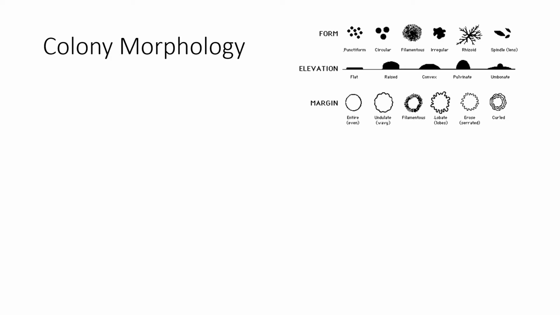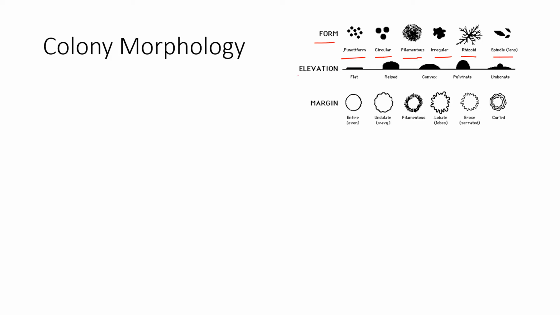For colony morphology, there are several different terms you should know to describe different types of morphology. Form is how the colonies are on the agar. So punctiform is very common, and that's where you see a lot of very small colonies. And also circular is very common, where the colonies are just round circles. And then you can have filamentous, irregular, rhizoid, and spindle.